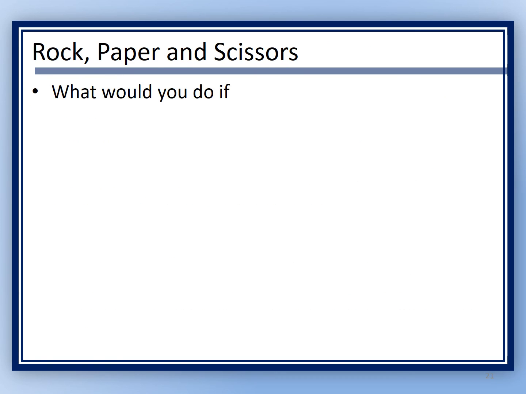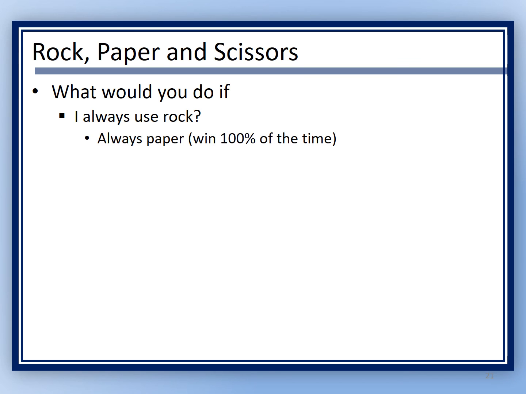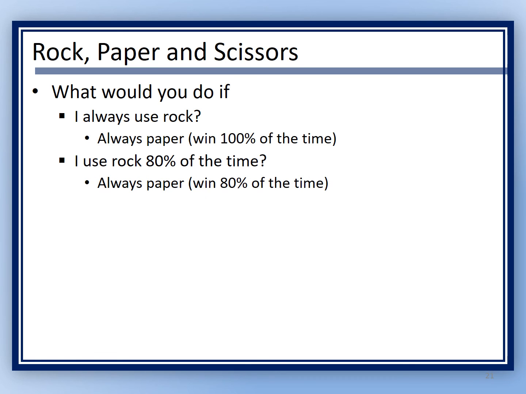To do that, let's think about rock, paper, scissors. What would you do if I always use rock? Paper, right? You always use paper. That should be obvious. You win 100% of the time. Now let's get to more complicated situations. What if I use rock 80% of the time? Do you use paper 80% of the time? That seems a tempting conclusion, right?